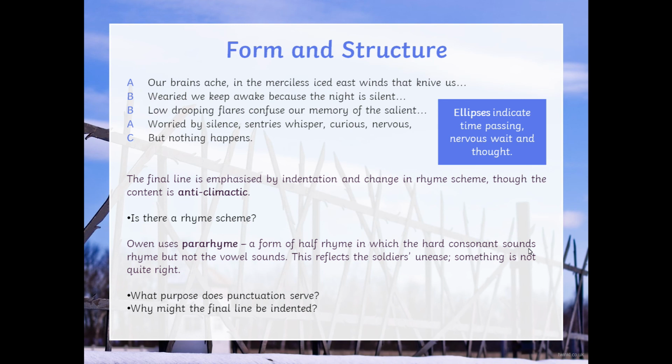Now the final line is emphasized by indentation and change in rhyme scheme, though the content is anticlimactic. Right? Now it does link in, so while it's different from the rest, and it's slightly different because it's repeated throughout the poem, but nothing happens, that's a specific choice that Wilfred Owen has made. Right? Now, is there a rhyme scheme in there? So remember, it's only really a rhyme scheme if it's continued throughout the poem. So have a look and see if there is a rhyme scheme in your opinion.